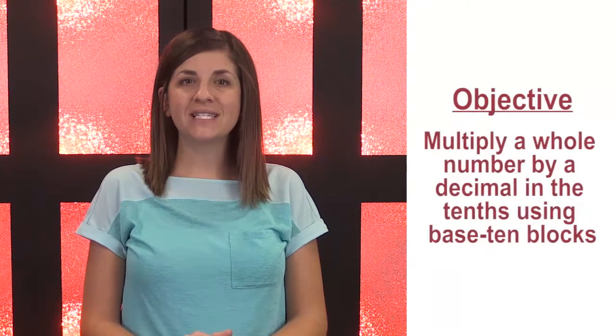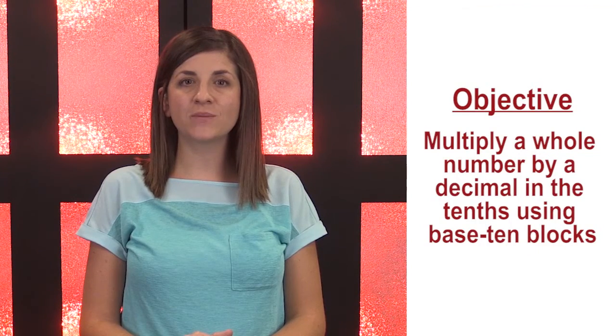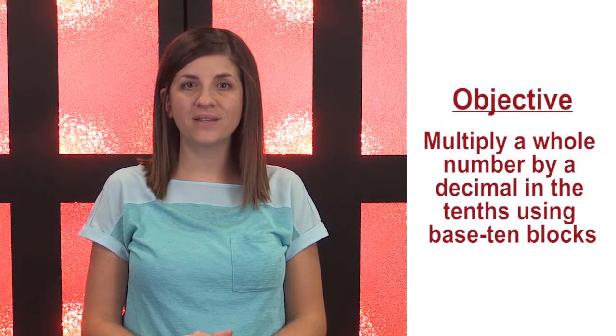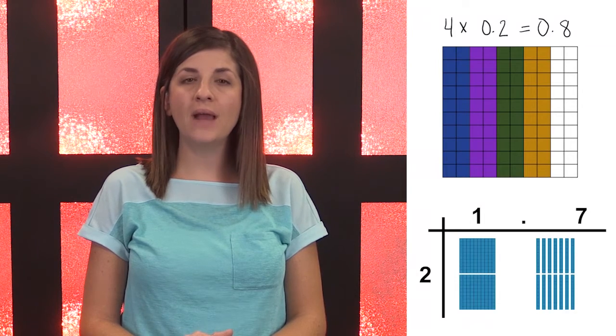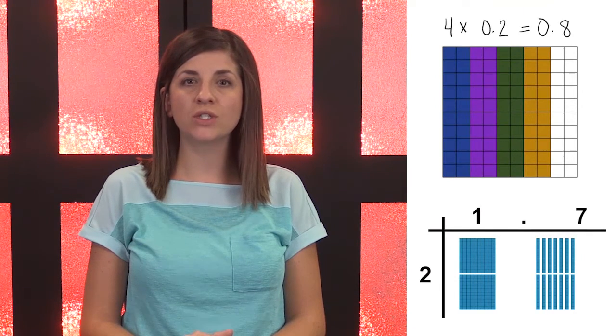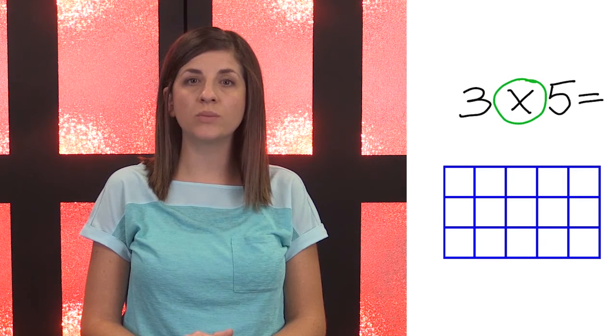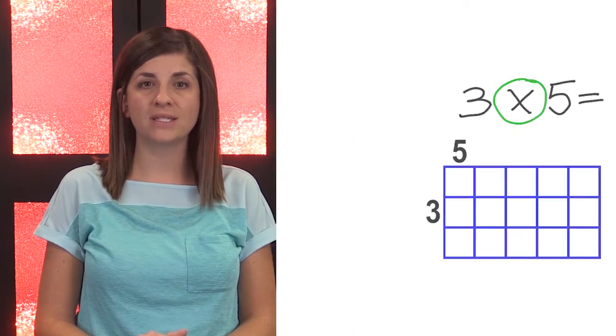The objective of this lesson is to multiply a whole number by a decimal in the tenths using base 10 blocks. In a previous lesson, students learned how to multiply whole numbers by a decimal in the tenths using hundreds grids. This lesson uses an array mat and base 10 blocks as another method to solve whole numbers multiplied by a decimal in the tenths. In previous lessons, students have also learned how to solve whole number by whole number multiplication problems using arrays.